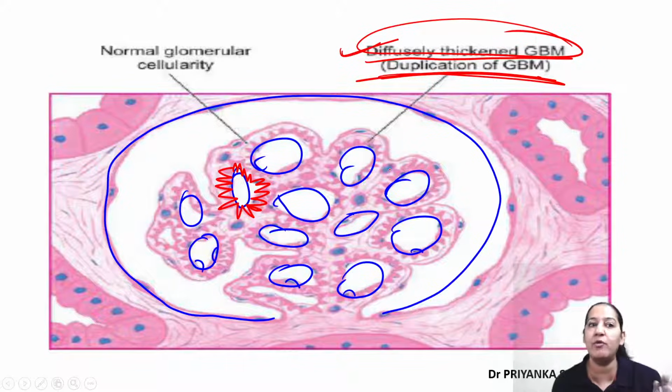लेकिन thick इतना हो गया है कि वो लग रहा है कि double है, but actually it is not double. It is a single membrane only. It is looking like it is duplicated.